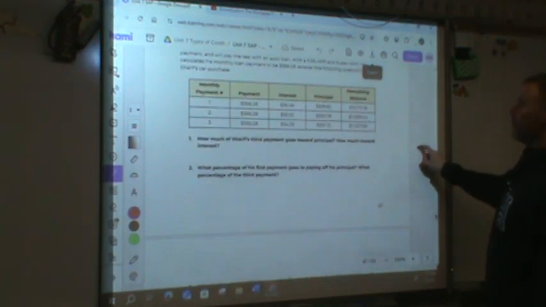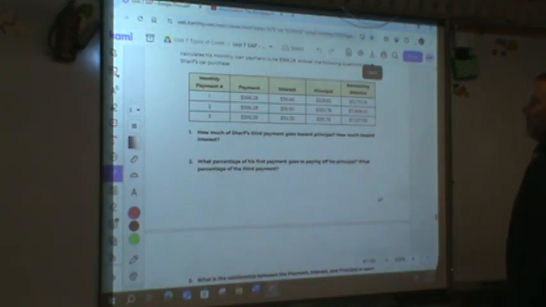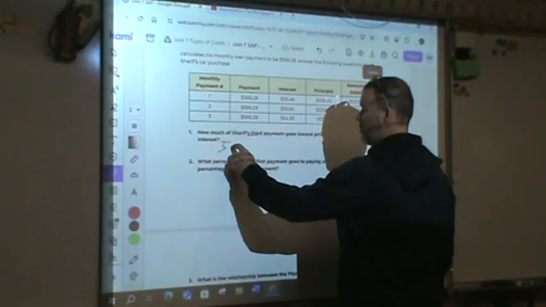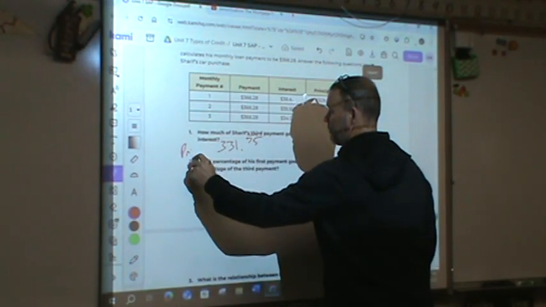Answer the following questions about Sharif's car purchase. So you can see the payment, and they began the amortization here. How much of Sharif's third payment goes towards principal? Well, if you said $331.75, you would be right.